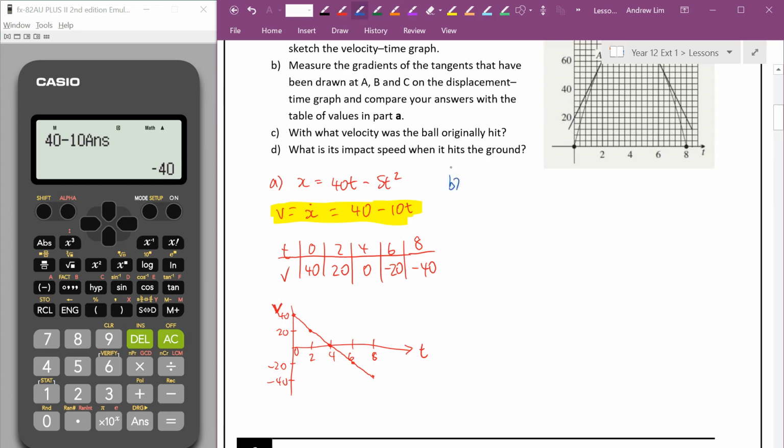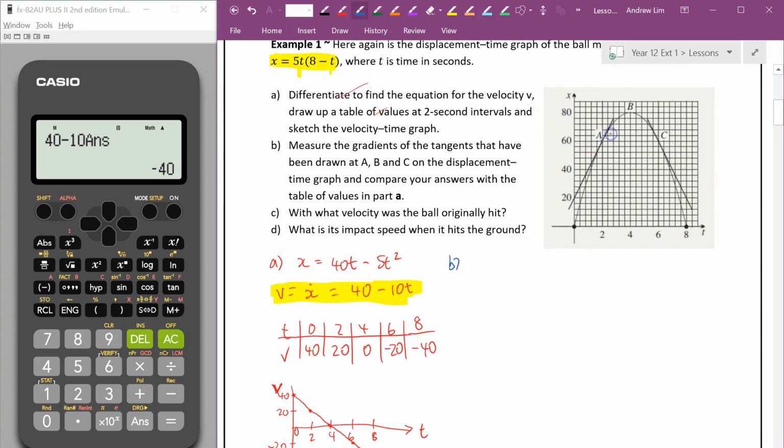Question B. Measure the gradients of the tangents that have been drawn at A, B, and C on the displacement time graph and compare your answers with the table of values in part A. A is here, and it's already given us the tangent, so I'm going to draw that right angle triangle in. It has a rise of 40 and a run of 2, so the gradient at A will be rise over run, which is 20. A is at t equals 2, and it says the gradient is 20.